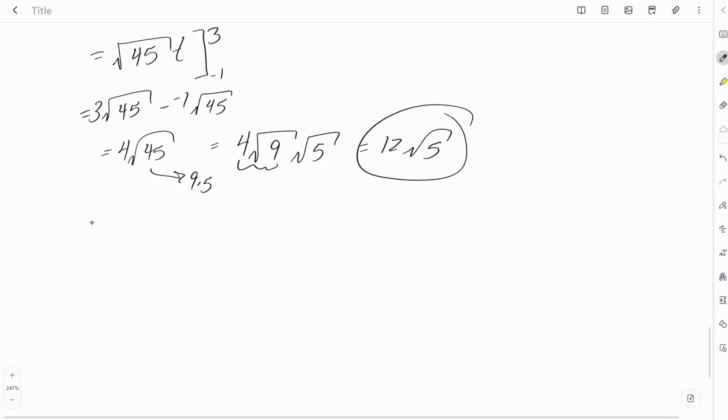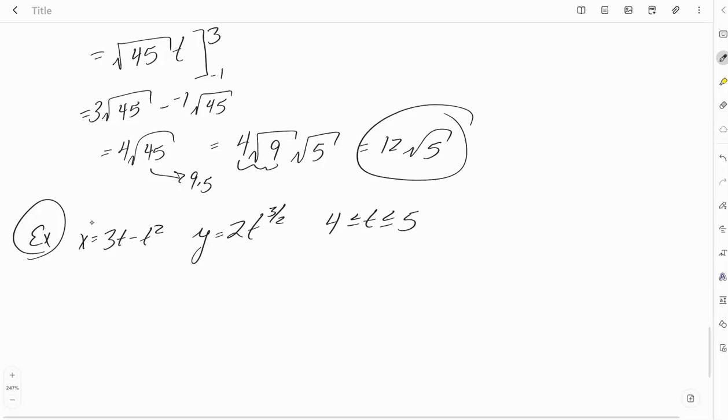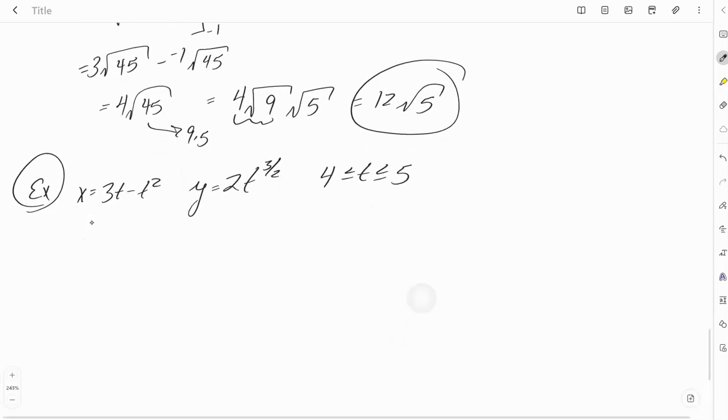Okay, let's do another one. I'll say x equals 3t minus t squared, y equals 2t to the 3 halves, going from 4 to 5. Same thing, find arc length. So we are integrating from 4 to 5, square root of dx squared plus dy squared.